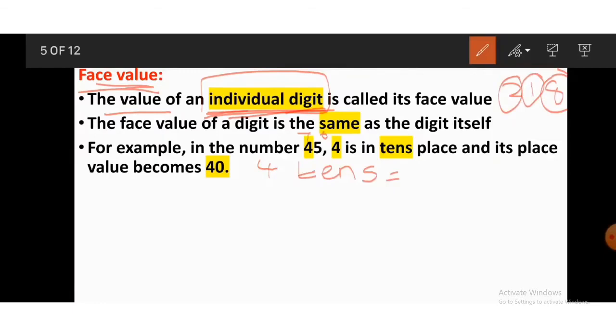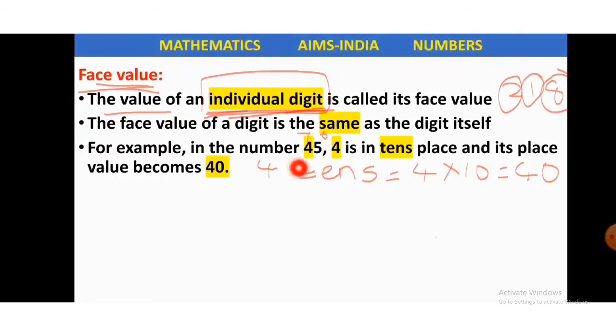How did it become 40? 4 tens is nothing but 4 into 10. 4 tens are 40, right? So the place value of 4 is 4 tens, which is equal to 4 into 10, which is nothing but 40. The place value of 4 here is 40.